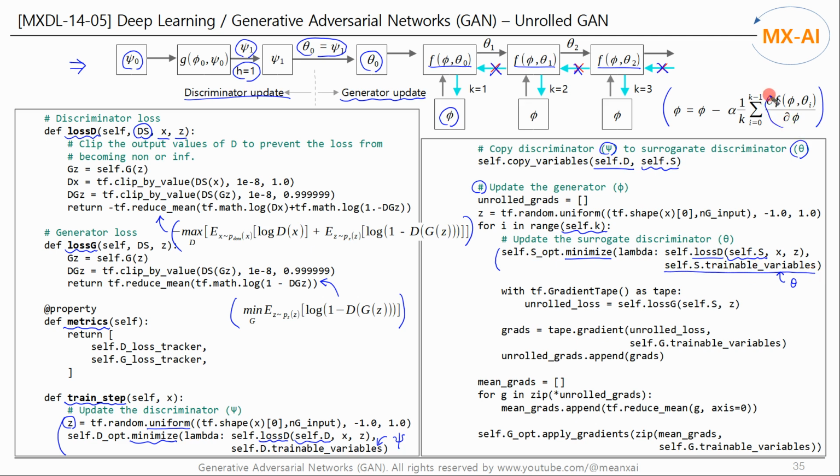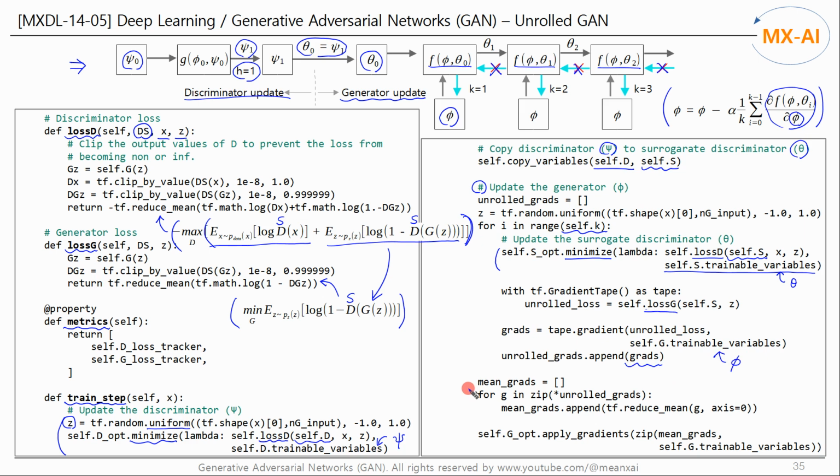Next, we compute the partial derivative of f with respect to generator phi. This is the surrogate loss function f, and since the first term is independent of phi, we only need to use the second term. The second term is loss g. Therefore, we compute the gradient of loss g with respect to phi. We store the gradients in a list to compute the average later.